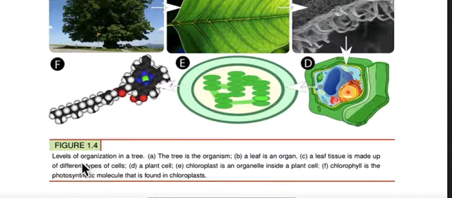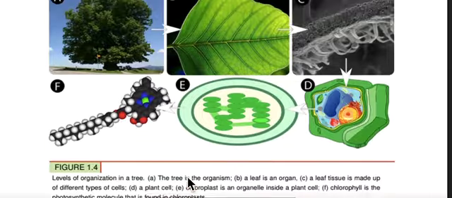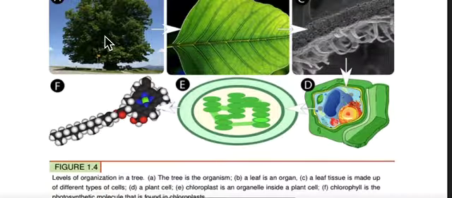Figure 1.4, levels of organization in a tree. The tree is an organism. The leaf is an organ. The leaf tissue is made up of different types of cells. The plant cell, the chloroplast, the organelles of the plant cell. Chlorophyll is the photosynthetic molecule that is found in the chloroplast. So there you go, from organism to organ to tissue to cell to molecule.